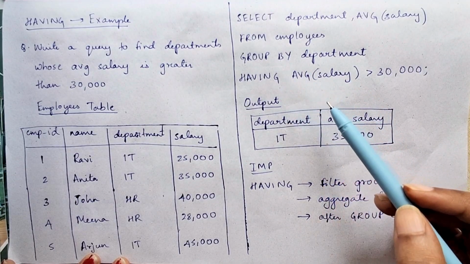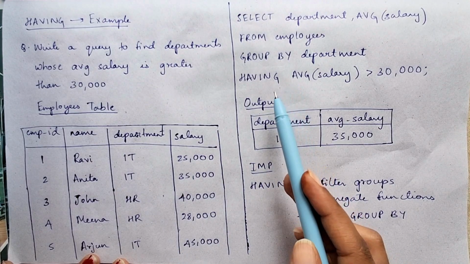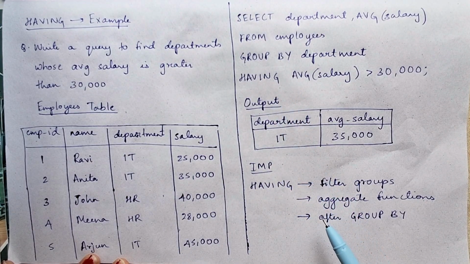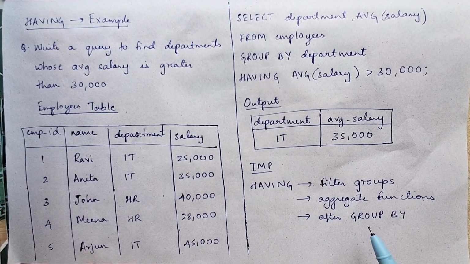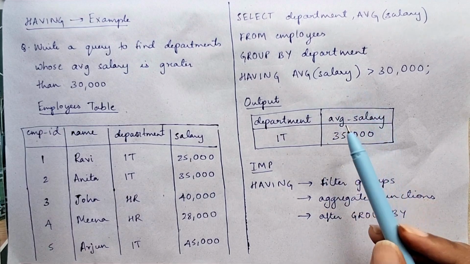So guys, remember this, having clause is used to filter groups and it is mainly used with aggregate functions like average, sum, count, etc. Because we are not checking individual salaries here. We are checking the average salary of each department. That's why having clause is used. And one more important thing, having clause is always used after group by clause because having works on grouped data. First, group by creates the groups. After that, having clause filters those groups.